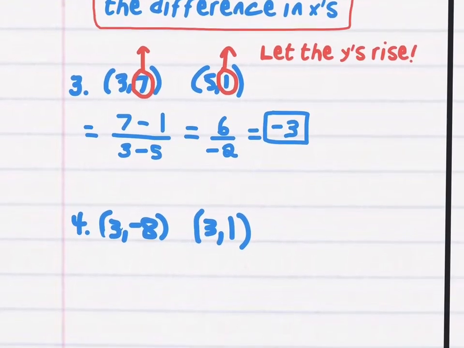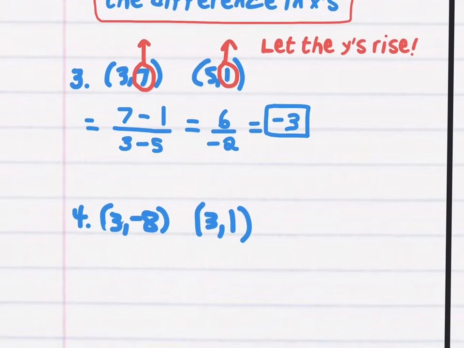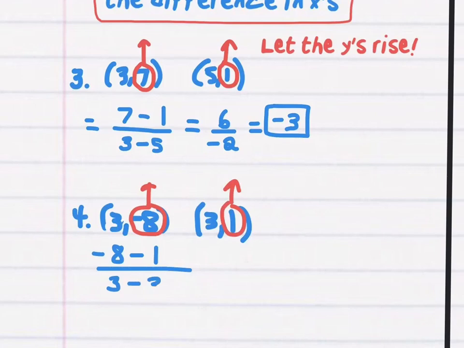So now let's go ahead and take a look at problem 4. Okay, again, we're going to let the y's rise. So we're going to circle our y coordinates, okay? And then in our fraction here, we're going to put the y values. So I'm going to start with negative 8, and you're going to subtract the 1 from it. And then in the denominator, we're going to have 3, and we're going to subtract the other 3 from it, the 2 x's. So now this is negative 9 over 0, which means then it's going to be undefined. Anytime you have a 0 in the denominator, that's undefined.